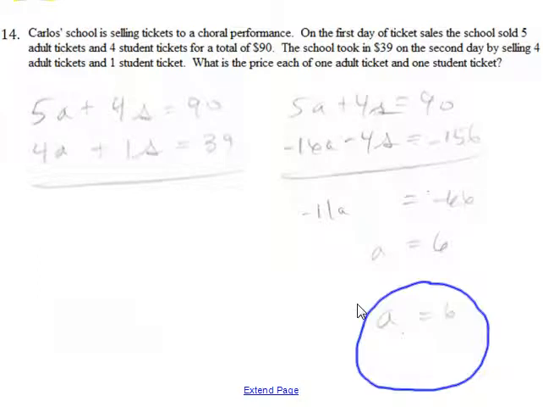And once again, you're halfway to your answer. The adult price tickets are $6. Plug a back into any of these equations. I chose to plug it into the top one here. 5 times 6 plus 4 times the student price equals 90. And solve for s. 5 times 6 is 30. I move that over. So I've got 4s equals 60. Divide both sides by 4. I'm going to find that s equals 15. Done. That's my answer. The adult tickets cost $6. The student tickets cost $15.